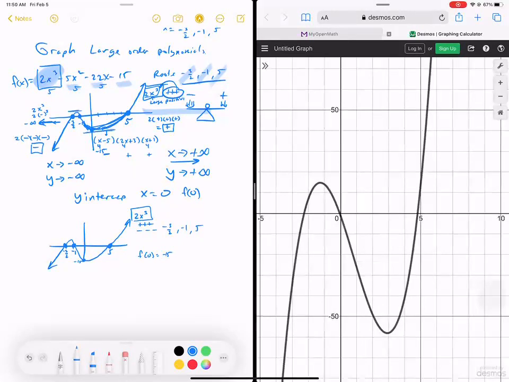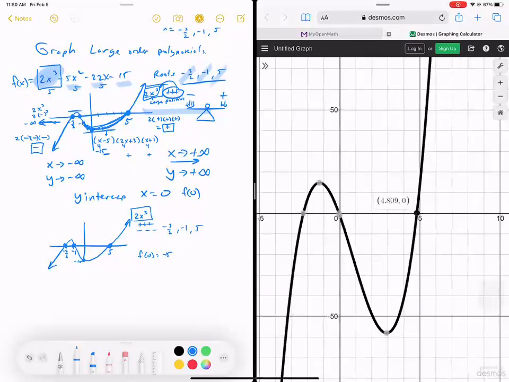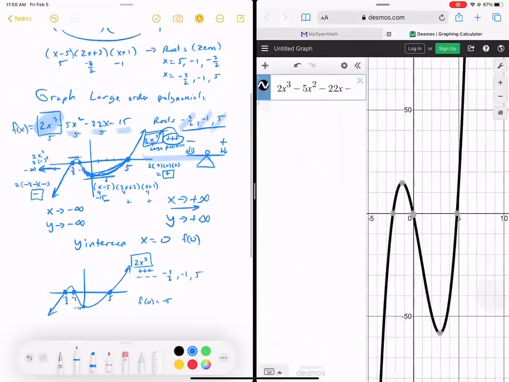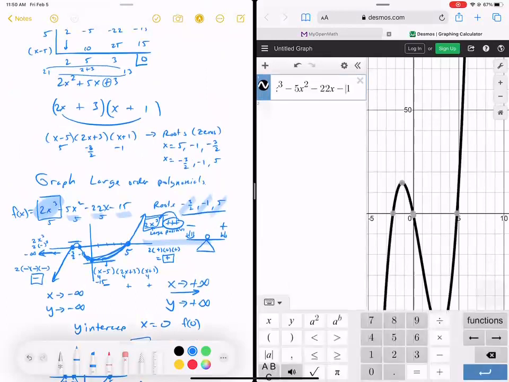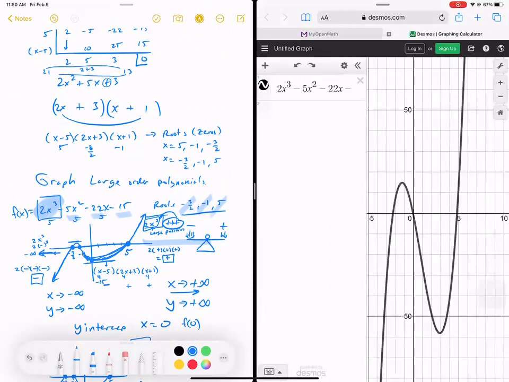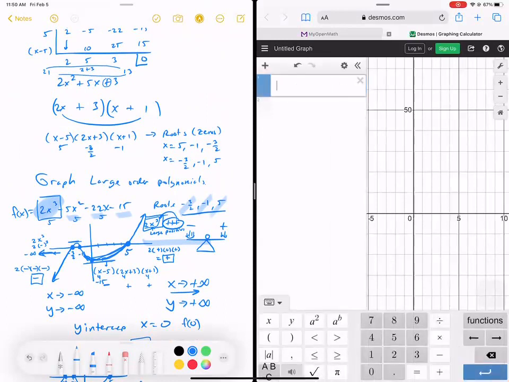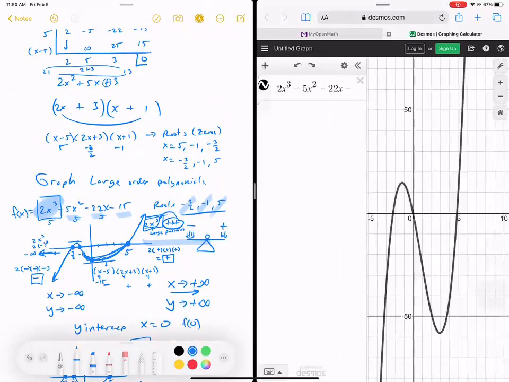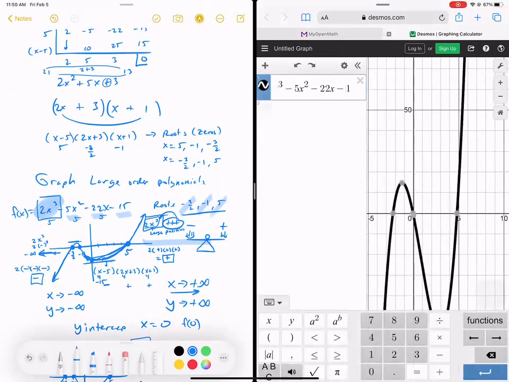Oh, I miswrote this slightly. It was 15.